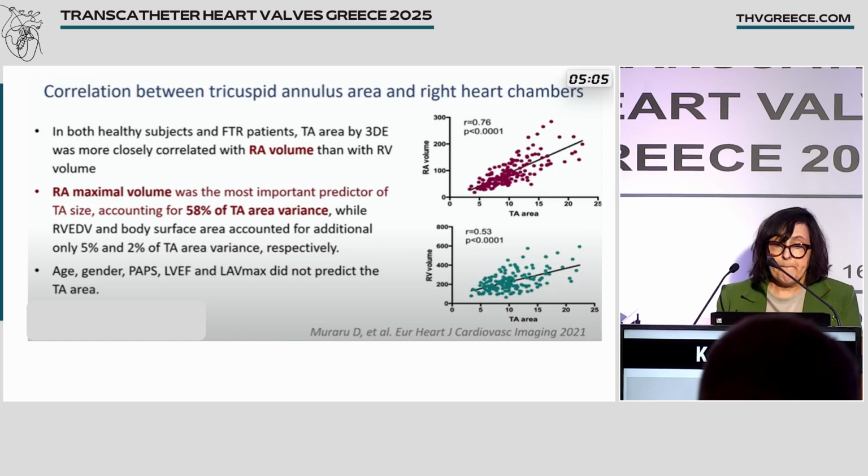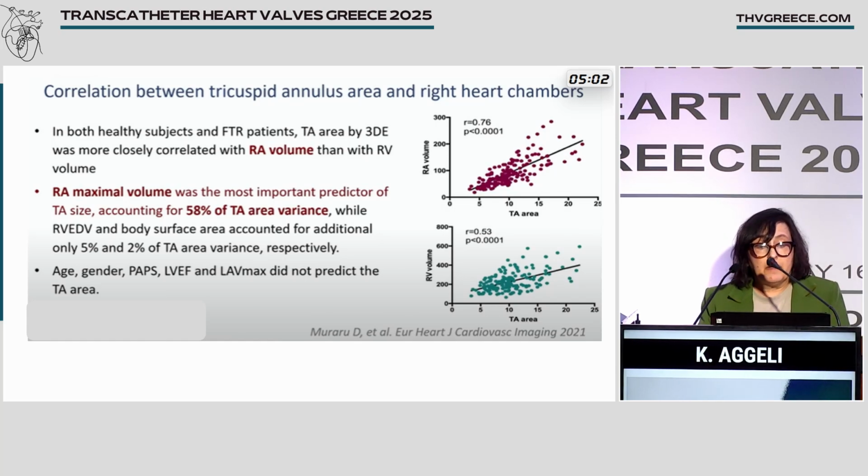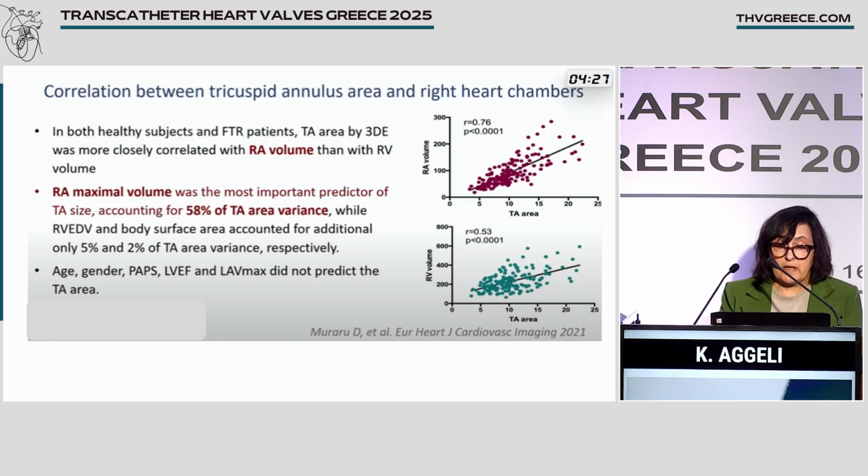There is a good correlation between tricuspid annulus area and right heart chambers. Annulus area, as demonstrated by 3D, was more closely correlated to right atrium volume than the right ventricular volume. And right atrium maximum volume was the most important predictor of tricuspid annulus size, accounting for 58% of tricuspid annulus area variance.